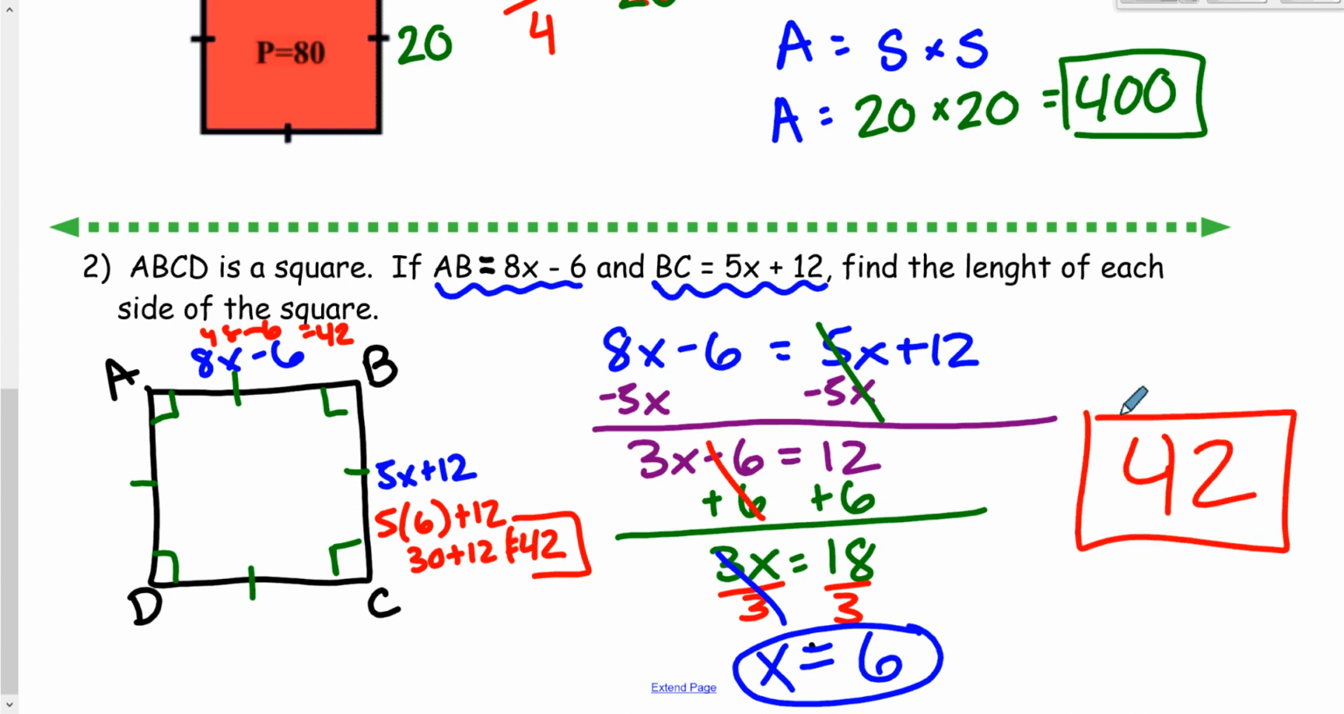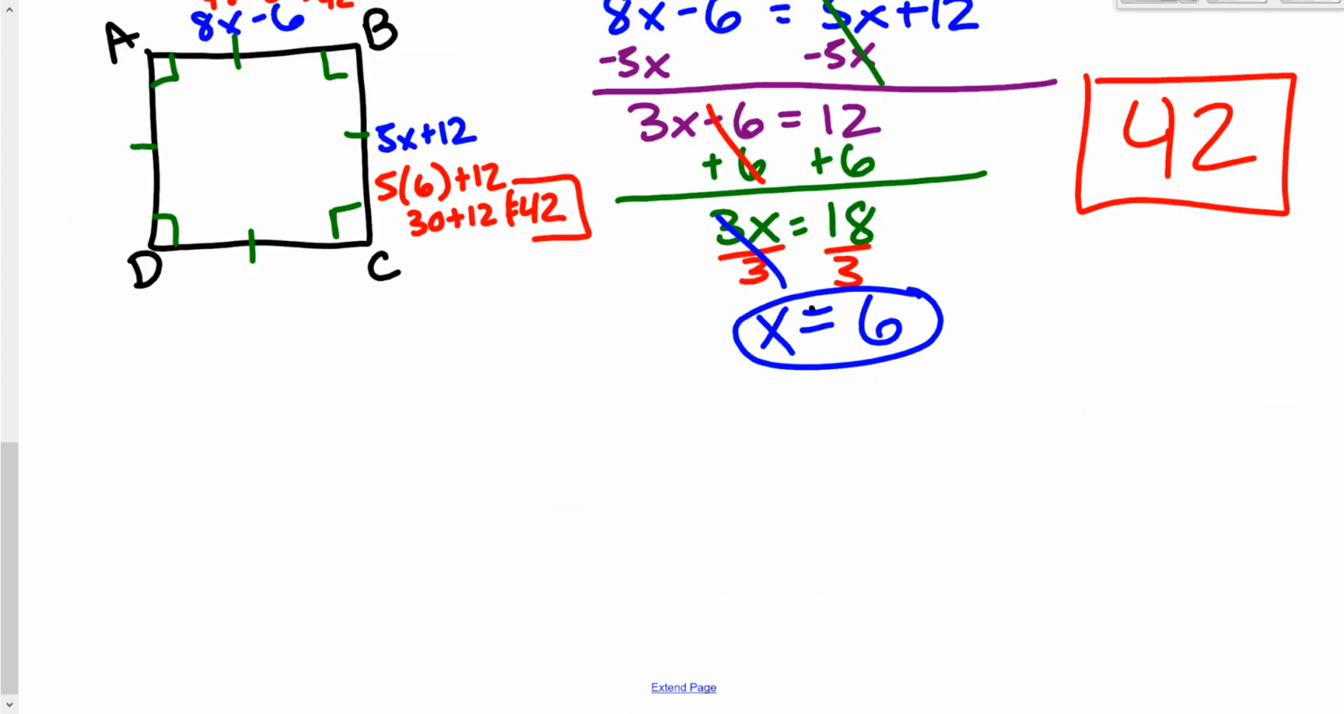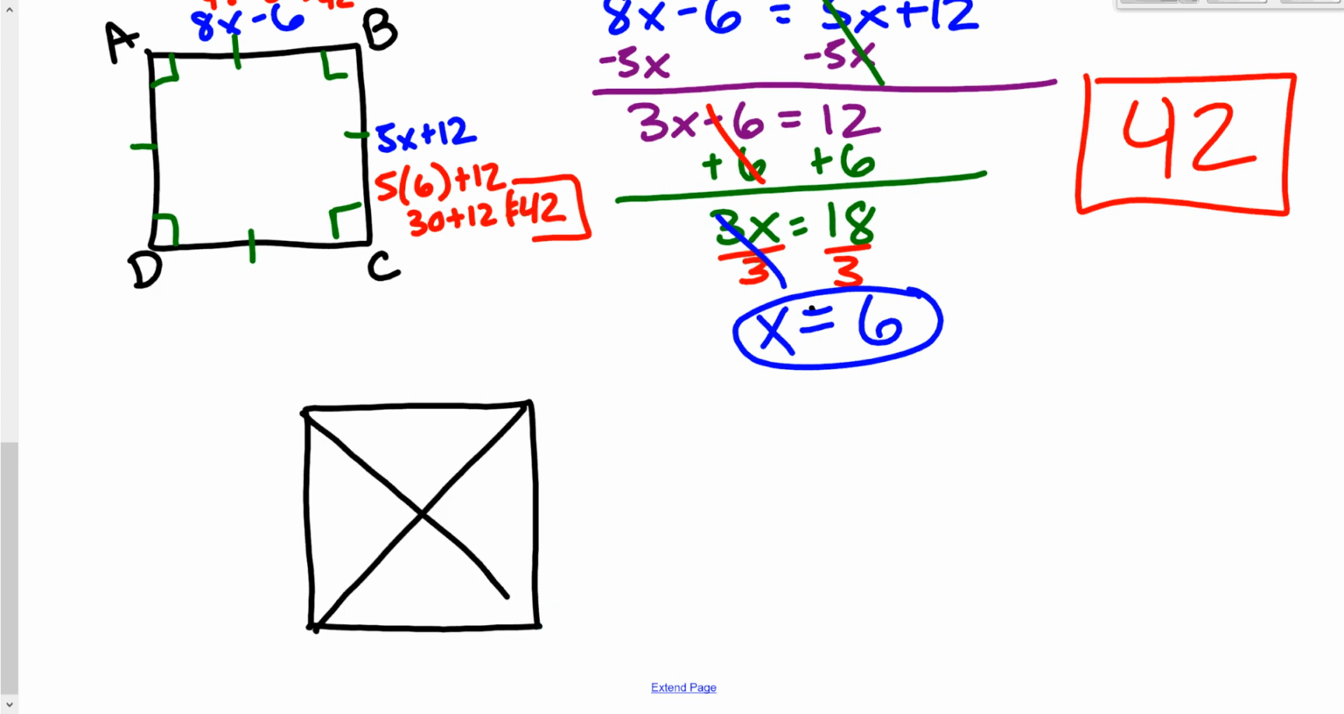Good. Now, as you continue on with the rest of the daily work, the only thing that I really want to point out is that some of the trickier questions that you get with squares, because you know all the angles are either going to be 90 or 45. Sometimes if they ask, what is this angle right here? Well, you're going to set whatever it's equal to 90, because all of these angles are 90.